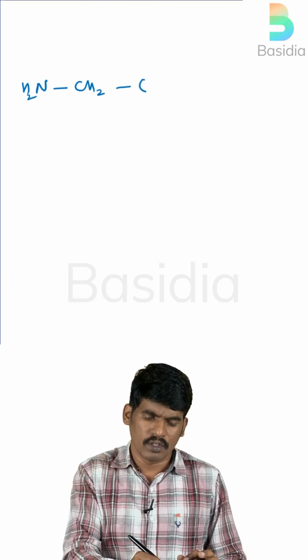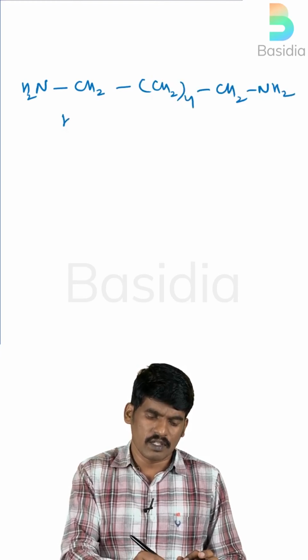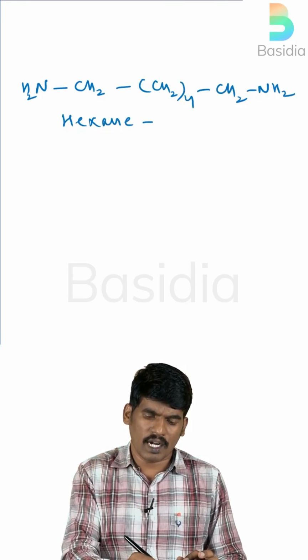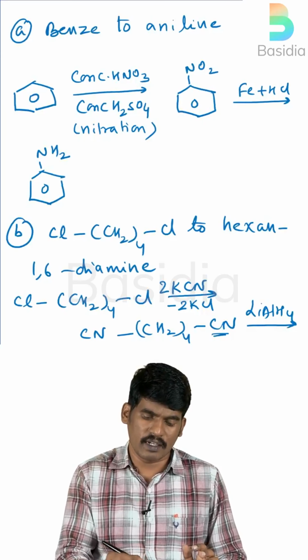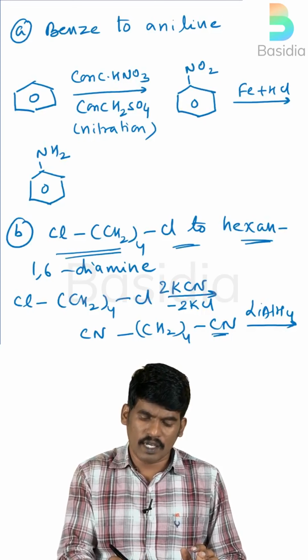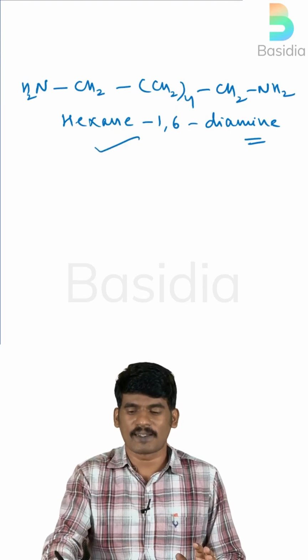And it gives you CH2NH2 at the end. So NH2, CH2 four times already there, and here CH2NH2. This is called hexane-1,6-diamine. That is what they asked, right? So this compound to hexane-1,6-diamine, that is what we got. Hope you understand.